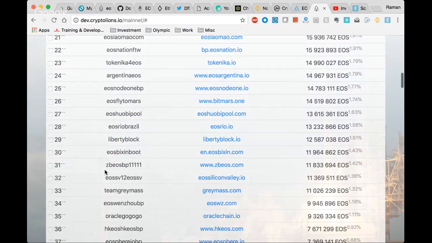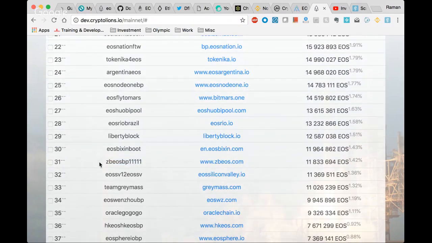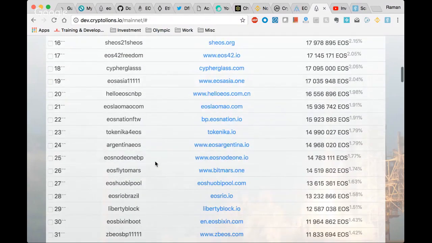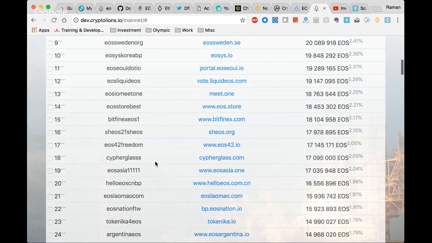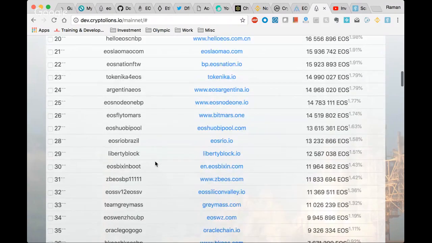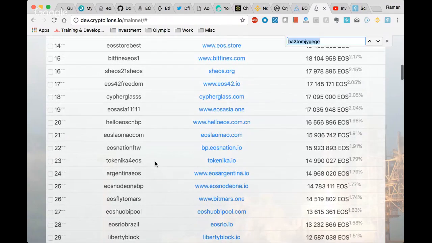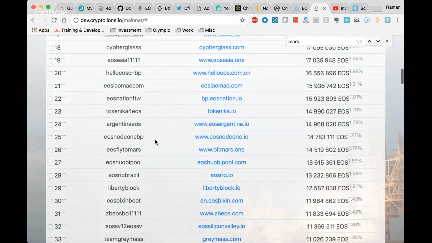These are the kind of things we believe are my concern, because we don't even know how they are voting. They are just voting because they're an exchange and they don't own these tokens themselves. And similarly, I think we had concerns about some block producer named Bitmars or Fly to Mars. Thankfully, that is looking like we have gone down. Let me search them. They have gone down to 26, which is a good sign, because nobody knows about them. There's very little information about them.